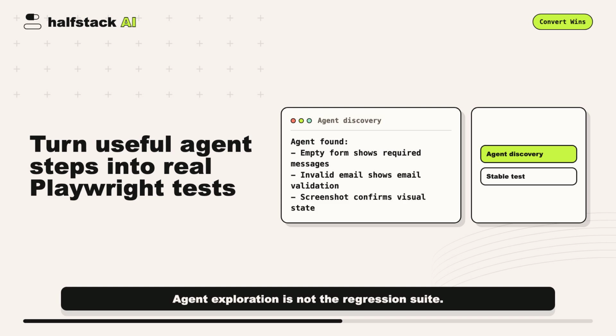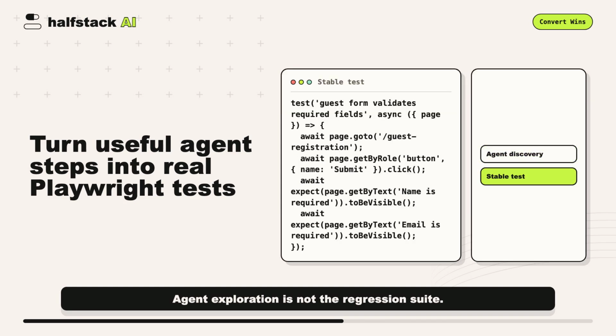Use role-based locators where possible. Assert the exact validation messages. Keep test data controlled. Run it in CI. This is how you avoid building a flaky testing process around a probabilistic agent. The agent helps you discover and draft. Playwright tests protect the behavior over time.